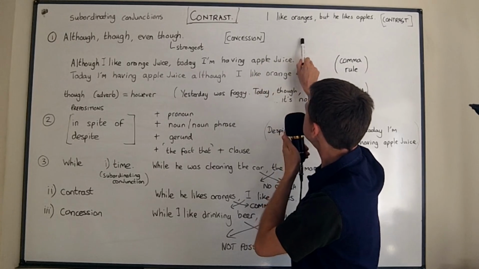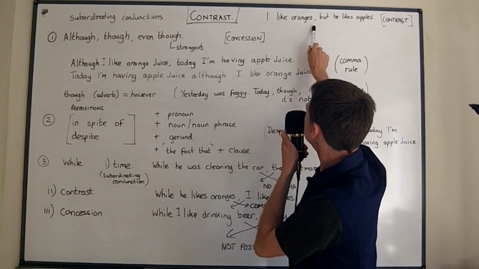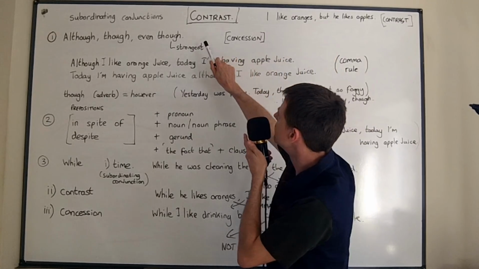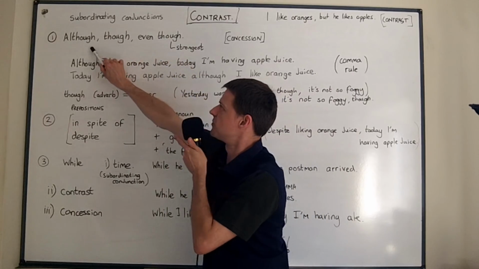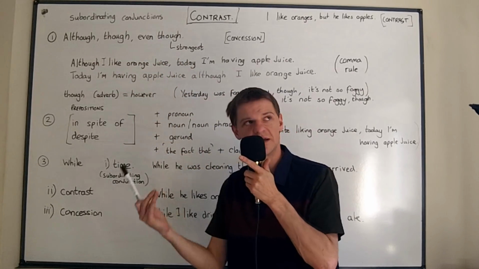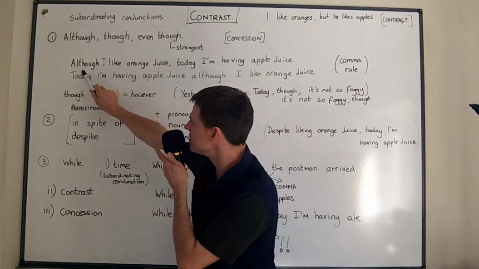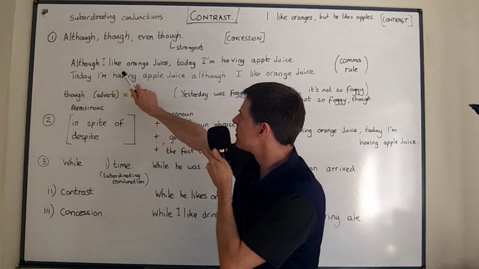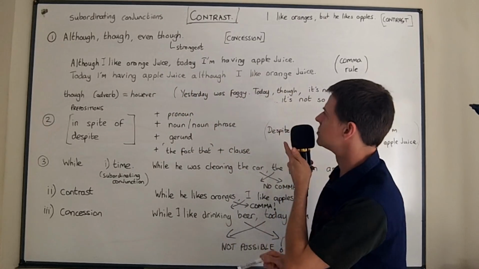However, we usually use these words, although, though, and even though, not for direct contrasts, but more often for concessions. Now, they can be used for contrasts as well, which is what makes them so confusing, but they're generally used for concessions. And here's an example of concession. Although I like orange juice, comma, today I'm having apple juice.